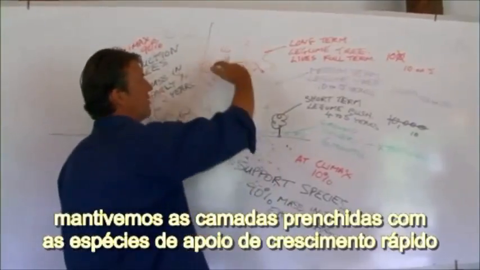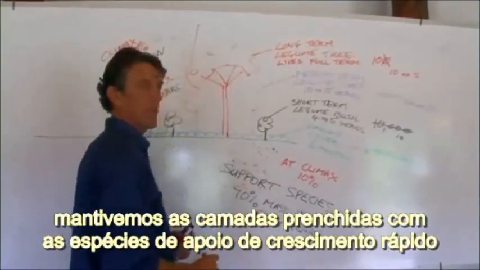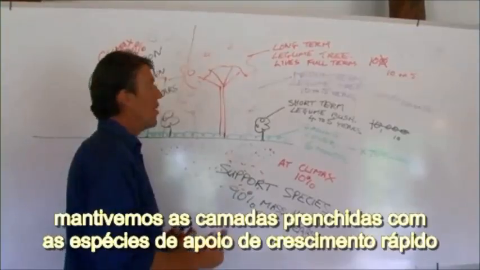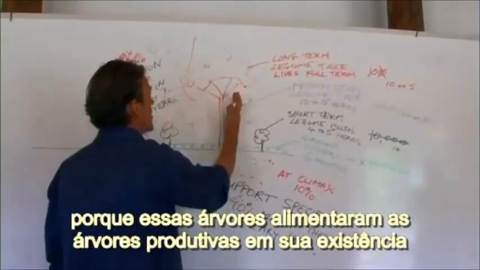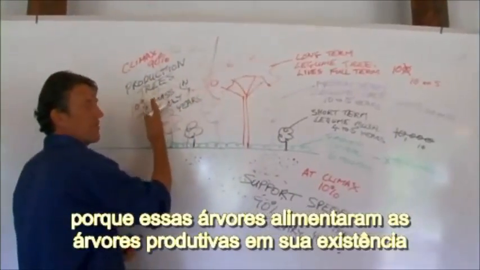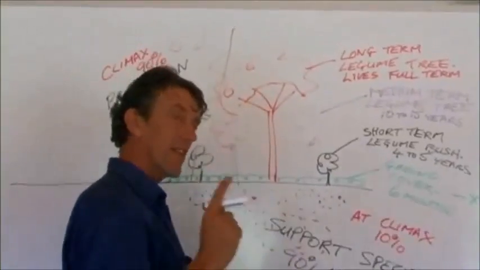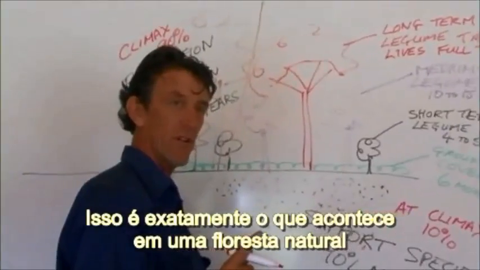We've kept the layers full with the fast-growing support species. We've switched the spatial relationship. So these trees have nurtured the productive trees into existence. That's exactly what happens in a natural forest.